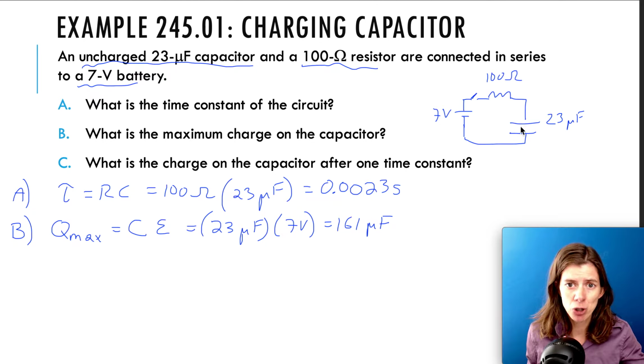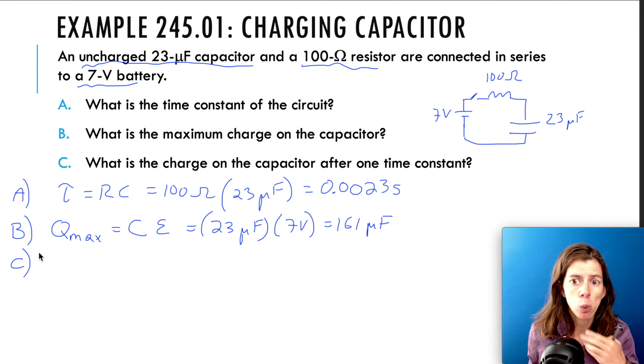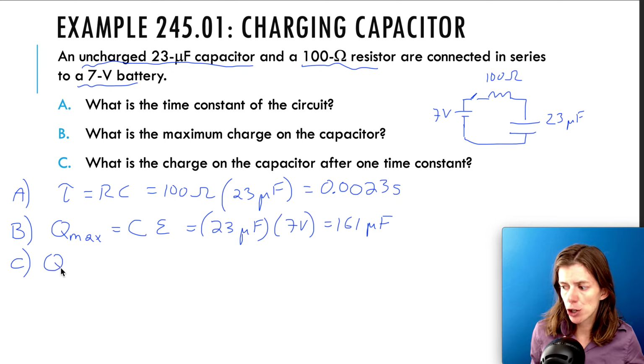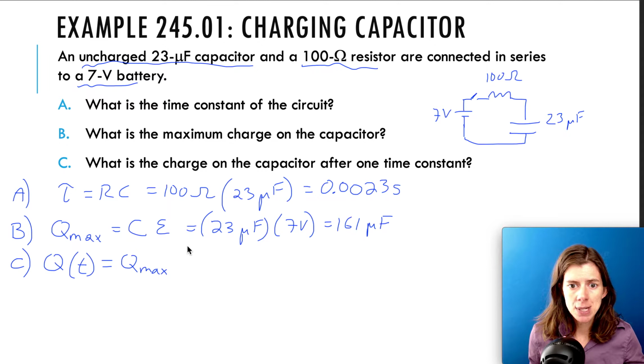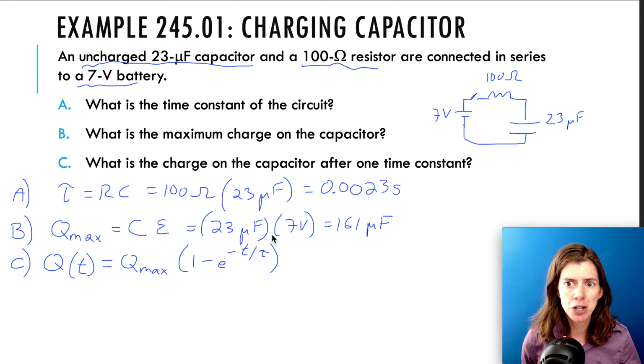Let's look at the last part here. What is the charge on the capacitor after one time constant? It's going to be less than the maximum charge, because after one time constant we don't reach the full charge quite yet. So let's use our equation for the charge on a capacitor as it's charging. The charge as a function of time is equal to the maximum charge times 1 minus e to the negative time over tau. That's our equation for a charging capacitor.